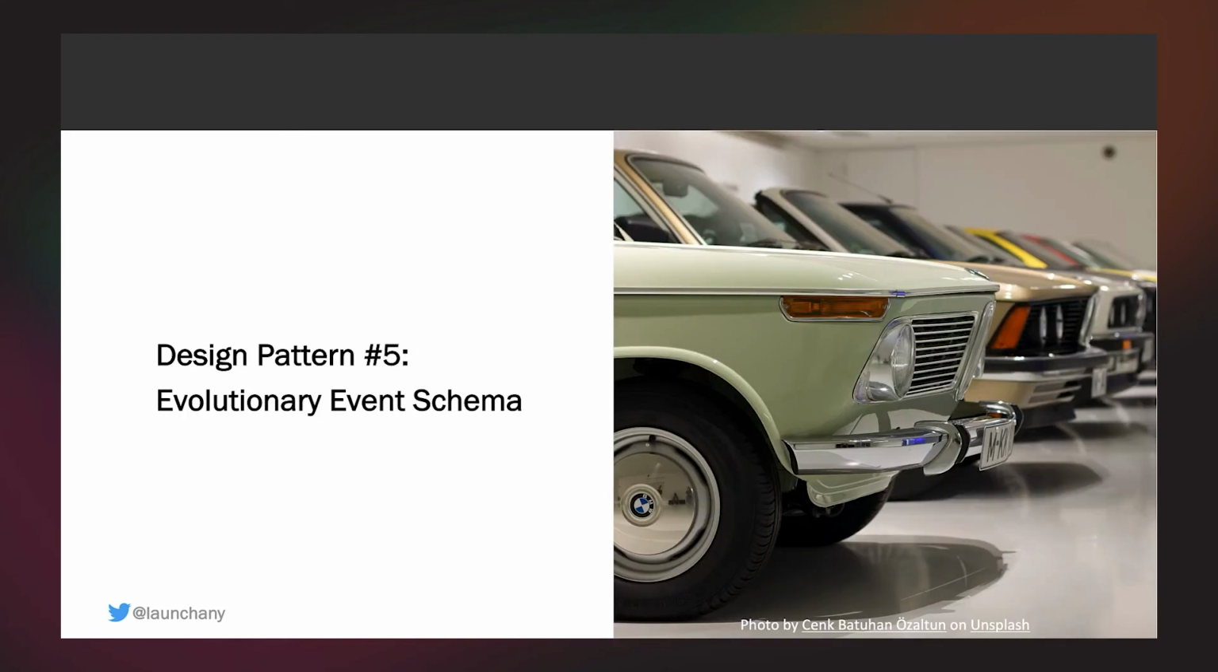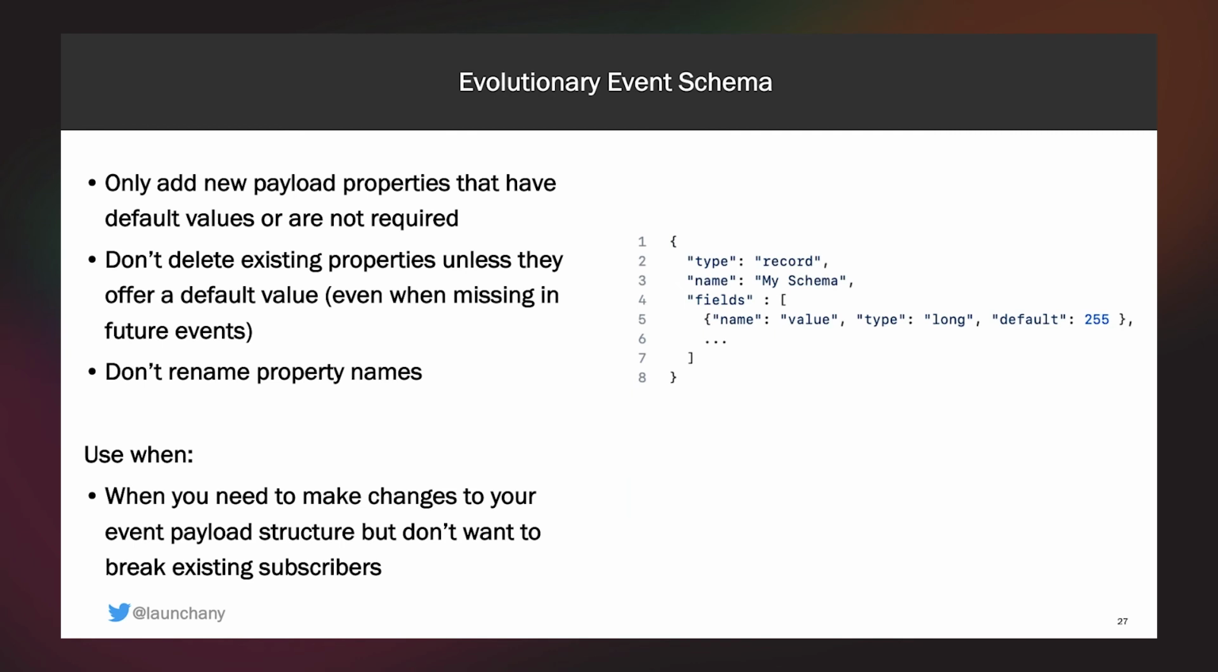Pattern number 5, evolutionary event schema. So when we think about evolving our event schema over time, there's some things that we really need to keep in mind. One, we only want to add new payload properties that have default values or that are optional. That way we can ensure that our subscribers that receive these events are able to continue to process the payload that they receive for the event without having to encounter or handle specifically new properties that show up.